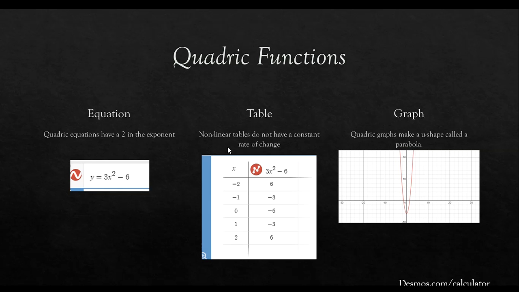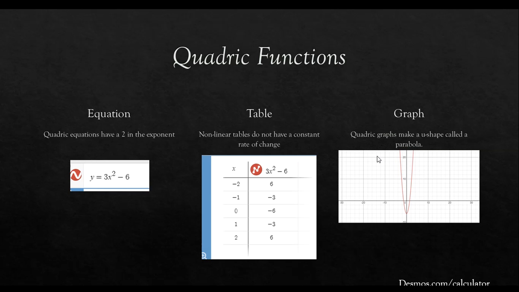On your table for quadratic functions, we are mainly noting that nonlinear tables do not have a constant rate of change. We can show you here that we have picked our input values and we have a pattern of decreasing, decreasing, then increasing, increasing. That will give you a little bit of a clue of a quadratic function, but we'll dive deeper into that in future lessons.